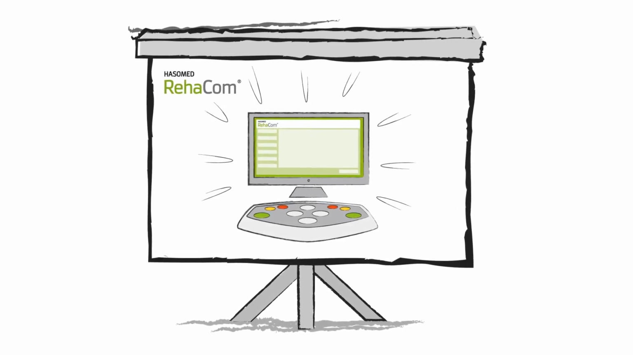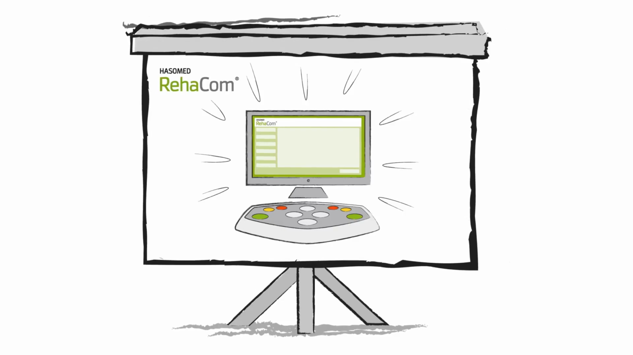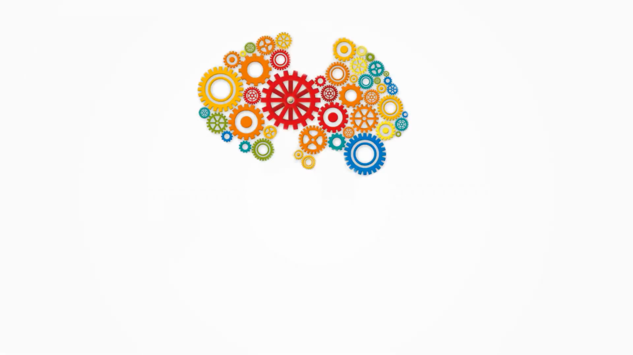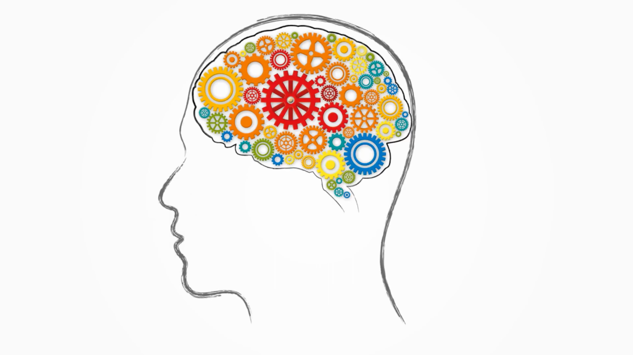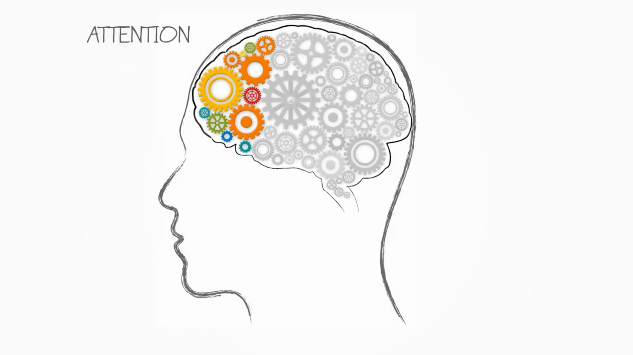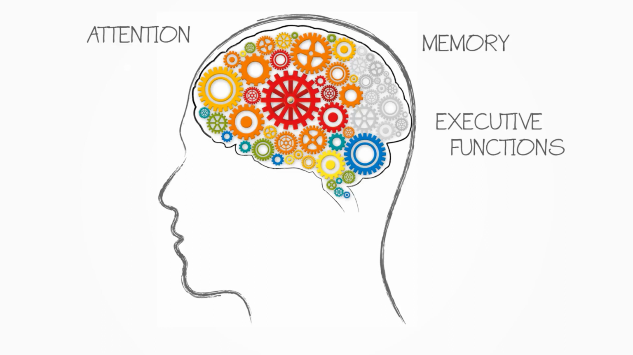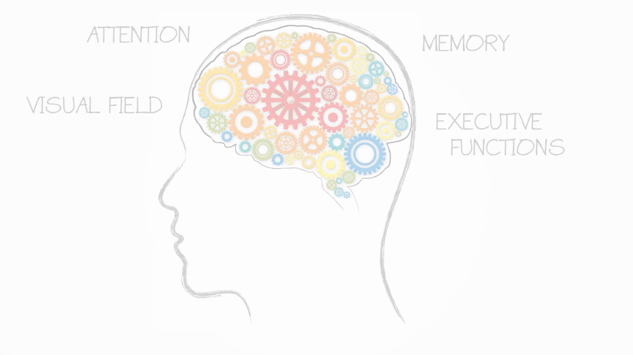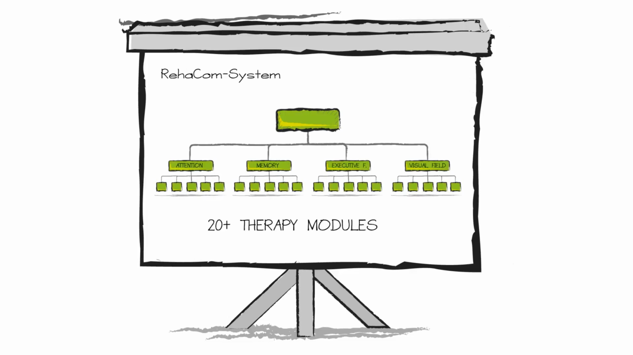Welcome! This is an introduction to RehaCom. RehaCom is a modular system used for cognitive therapy. Through regular use, RehaCom forces neuroplasticity and helps patients to improve their attention, memory, executive functions and visual field. The RehaCom system consists of more than 20 therapy modules.